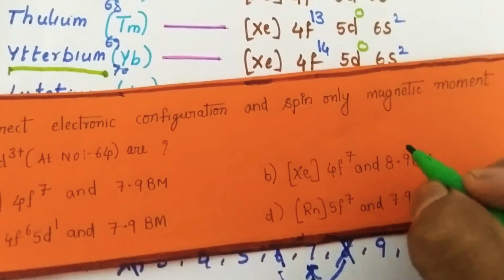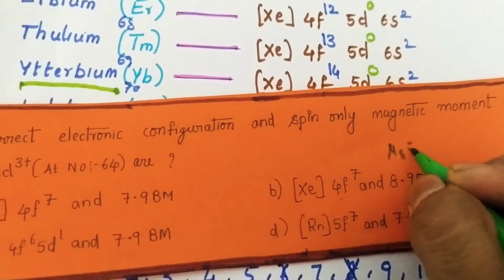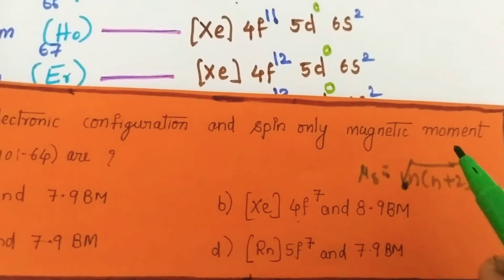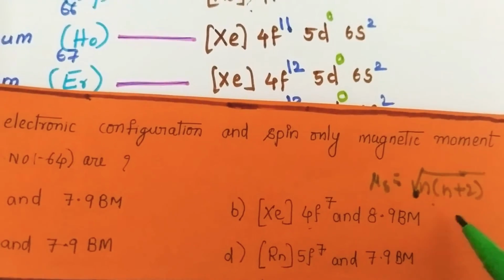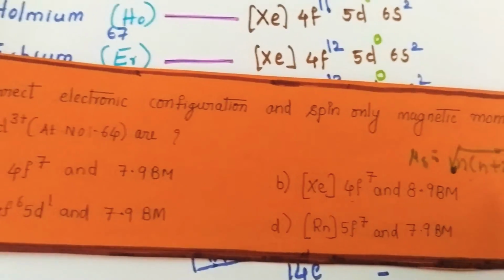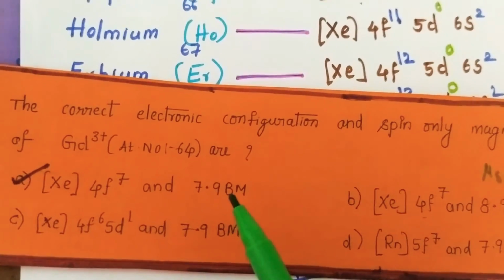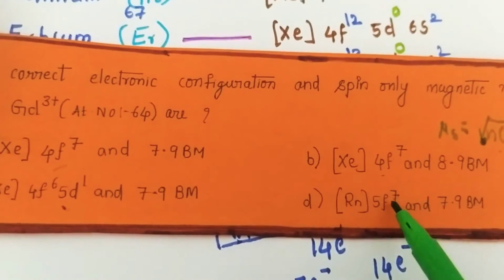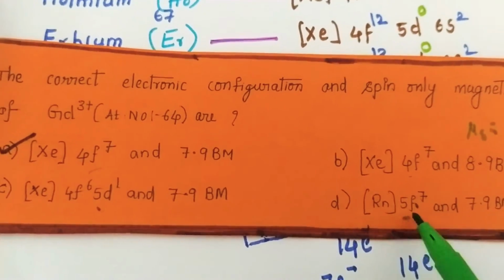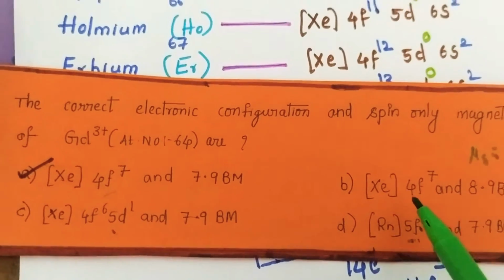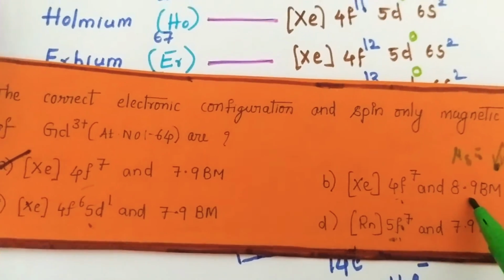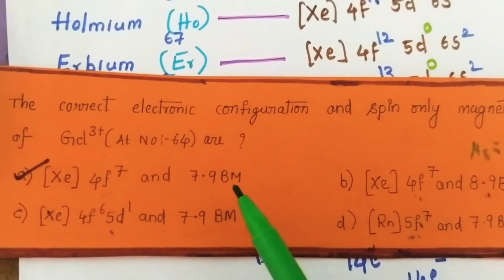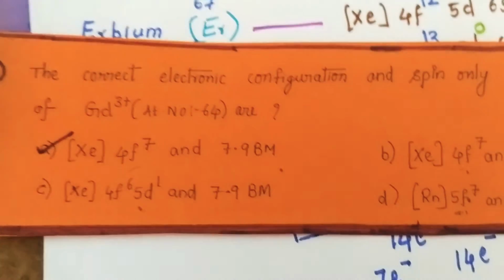The spin-only magnetic moment mu s can be calculated using the formula, square root of n into n plus 2. Where n equals 7, if you substitute 7 into 7 plus 2, that will become root 63. The value will become 7.9 Bohr magneton. So we know the 4f7 is fixed, so this is wrong, and this is also wrong. 5f means actinide, but we are discussing lanthanide elements. And this is 4f7, but the magnetic moment is a little higher, because root 63 is only 7.9 Bohr magneton. So the correct option is A.